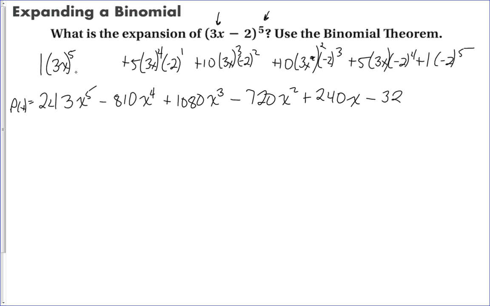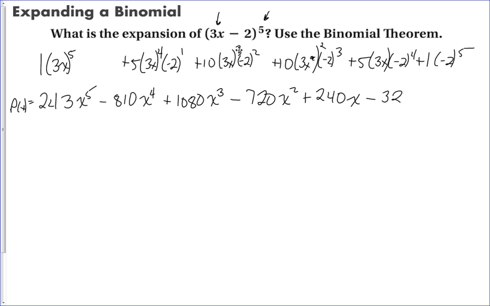Then you just simply do your math for each individual term. 3 to the fifth is 243, times 1 is still 243. 3 to the fourth, all right, you do 3 to the fourth times 5 times negative 2, and that comes out to negative 810.